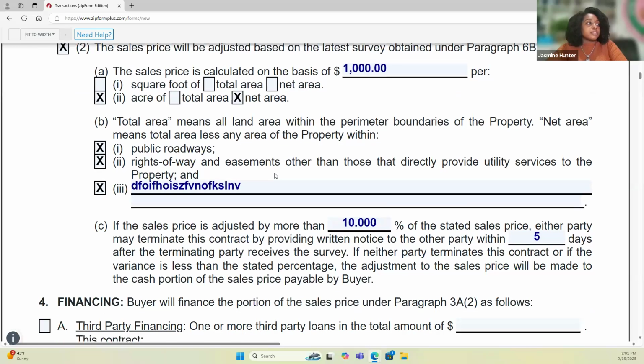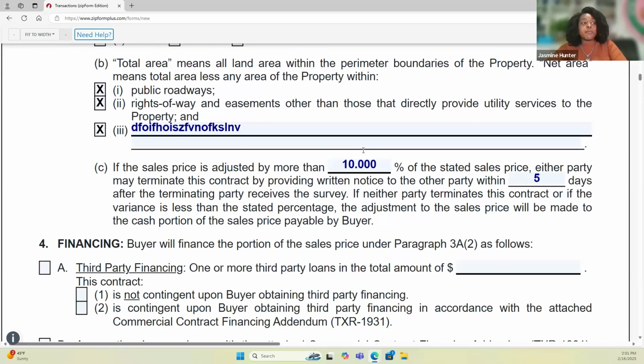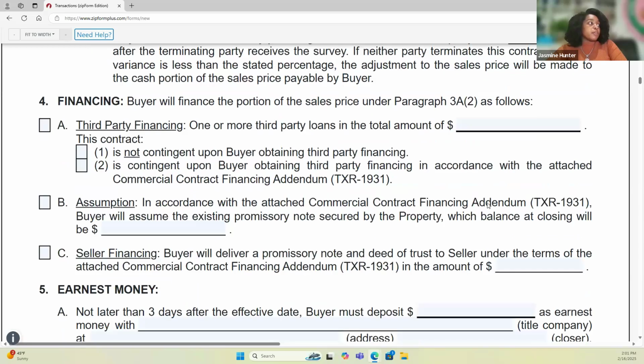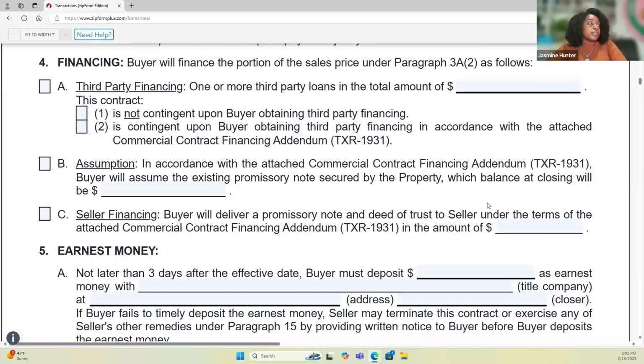That's what net area means. And if it comes back, there's an adjustment by more than 10%. Either party has 5 days, within 5 days, to terminate after receiving that survey. Either party. Okay.